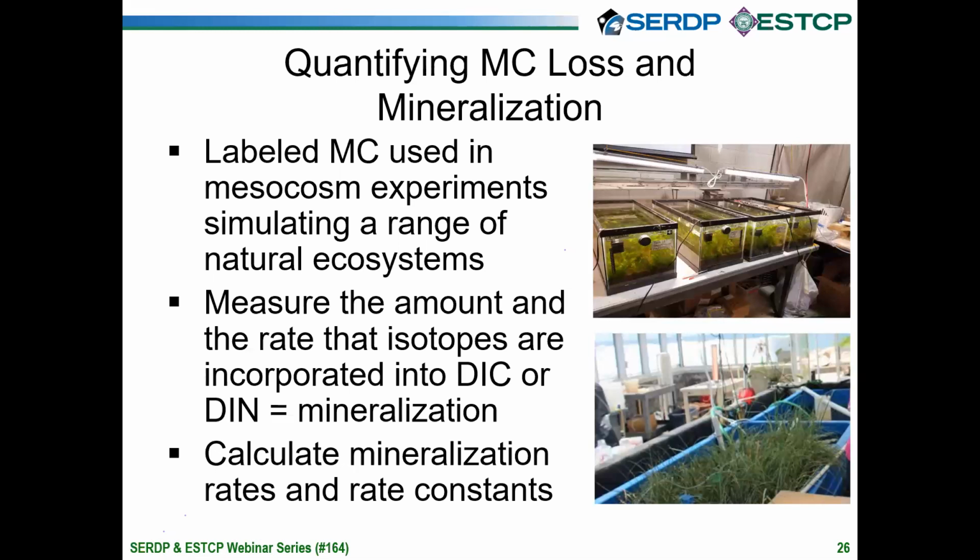So these experiments have quasi-natural habitats that now have these labeled compounds in them. Over time, we can look at the rate of incorporation or the production of the isotopic label, either C13 in DIC or N15 in DIN. That allows us to calculate that unique mineralization rate, and we can derive rate constants.